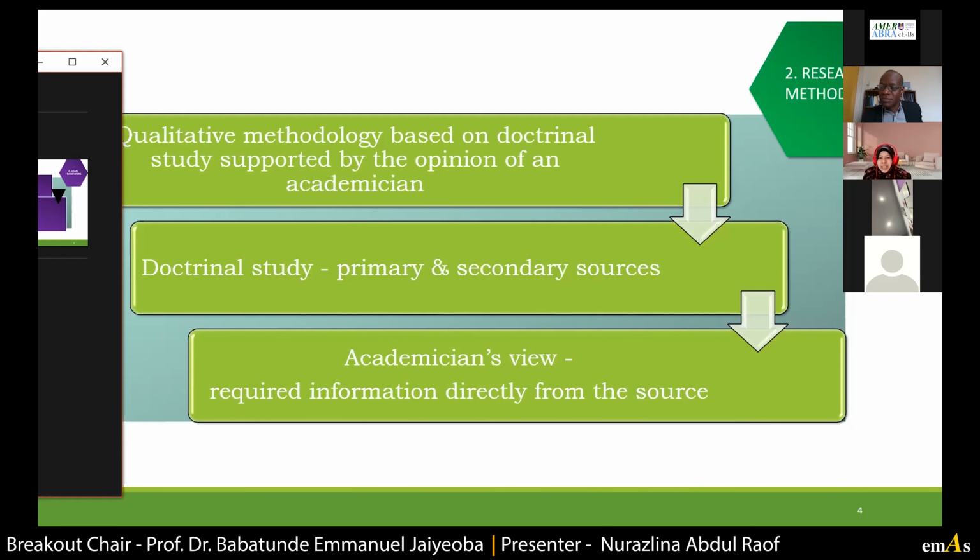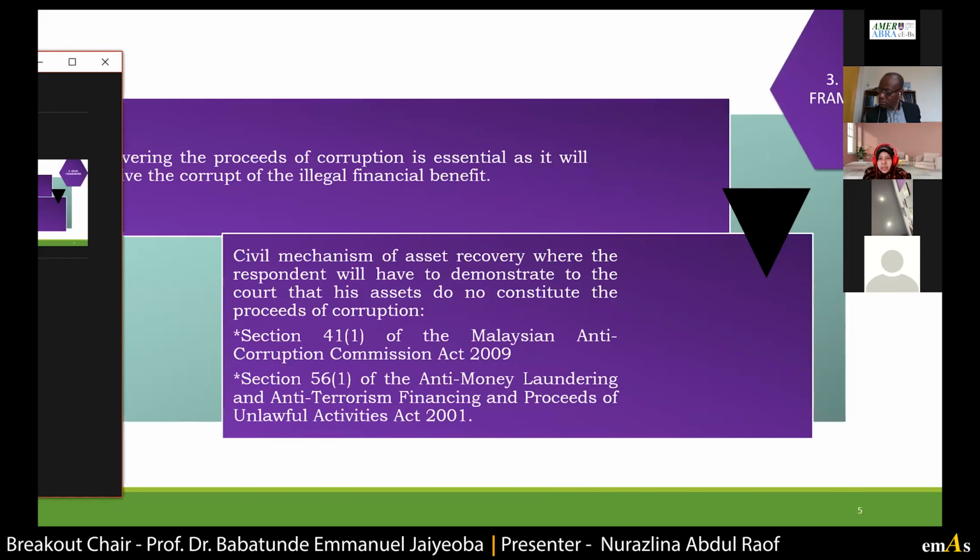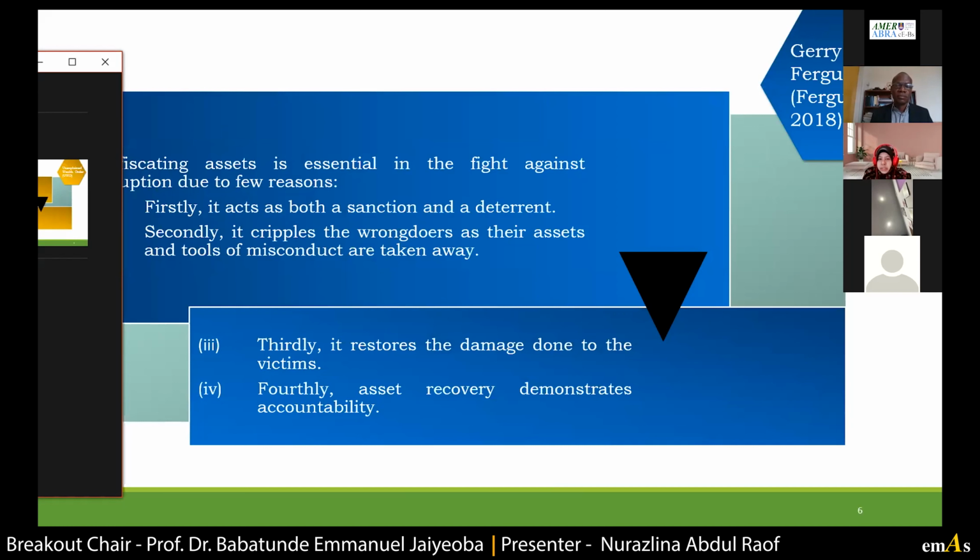The doctrinal study comprises primary and secondary sources as well as an opinion from an academician in the United Kingdom. When we look at the legal framework, we need to see that recovering the proceeds of corruption is important. As I mentioned just now, we have two sections in the Malaysian situation. According to Gary Ferguson, confiscating assets is important in the fight against corruption for a few reasons. It acts as both a sanction and a deterrent. It cripples the wrongdoers as their assets and tools of misconduct are taken away. It restores the damage done to the victims. And lastly, asset recovery demonstrates accountability.